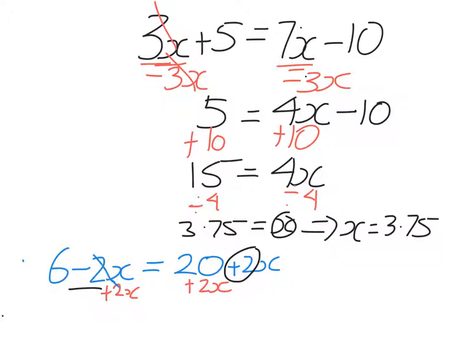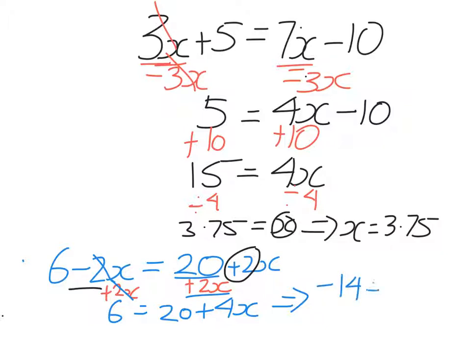So minus 2x plus 2x, they cancel each other out. I am left with this. So 2x plus 2x is 4x. Remember, 20 and 2x are not like terms, so you can't add them together. So now I solve this equation exactly like I've done. I subtract 20 from both sides, so I get negative 14 equals 4x, and then I divide by 4 and get negative 3.5 equals x, okay?